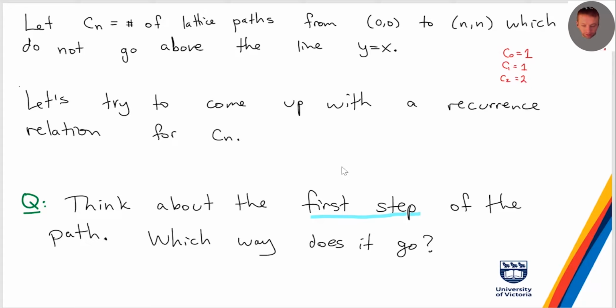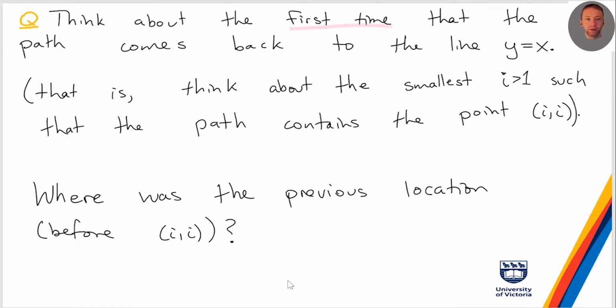And so like I said, we want to come up with a recurrence for Cn, and then use generating functions to solve it. And we've already answered part of this question. If we think about the first step of the path, it has to go right, because if it goes up, then you've already lost. You've already gone above the line. So that's going to be useful in setting up the recurrence. But we need something else. This is a little bit of a trickier one.